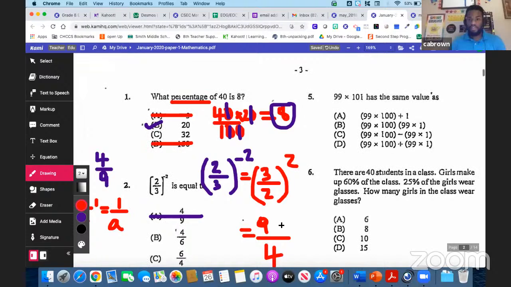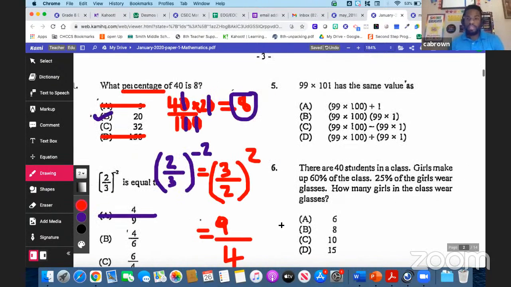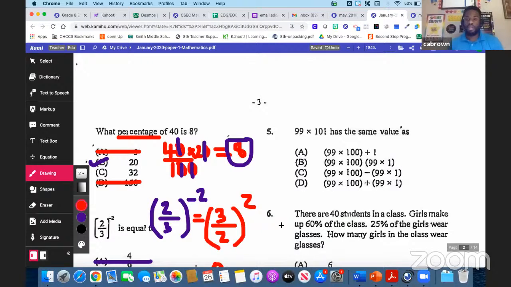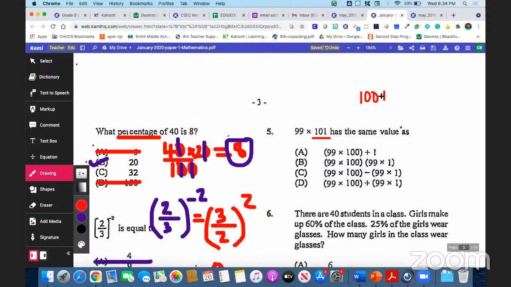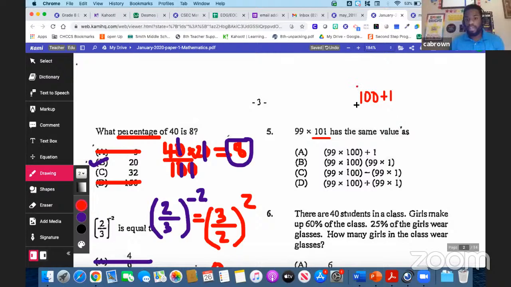Number 5. 99 times 101 has the same value as, right. When you see it like this, it looks weird, like you've never seen anything like this before. But pretty much what this is saying is that 100 can be separated. It's always easy to work with 100. 100 can be separated as 100 plus 1. And if it's being multiplied by 99, pretty much we're multiplying this by 99.